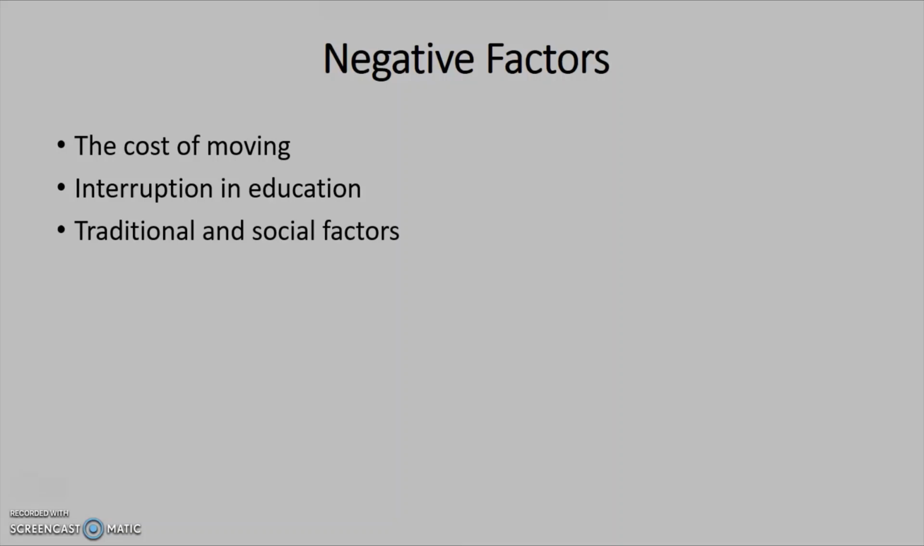Then we have traditional and then social factors. We have some people who have a certain kind of bond with their family. It's difficult for them to leave their families behind. So because of that, they don't move at all. Why? Because they still want to keep that social bond.